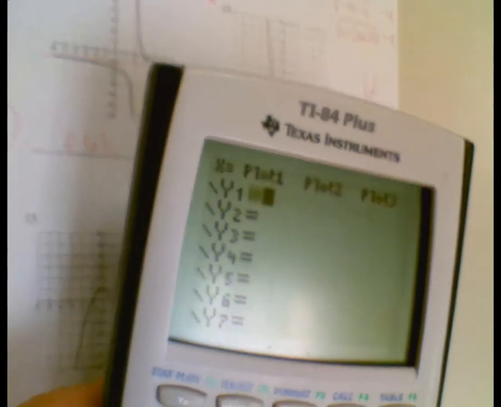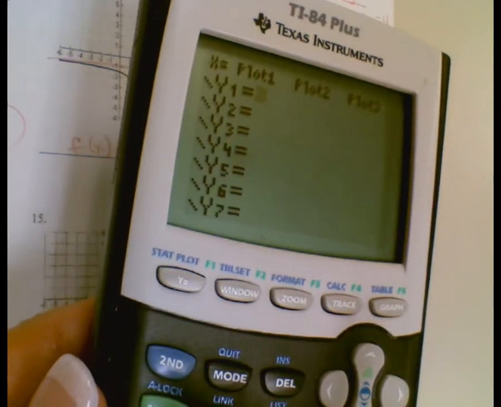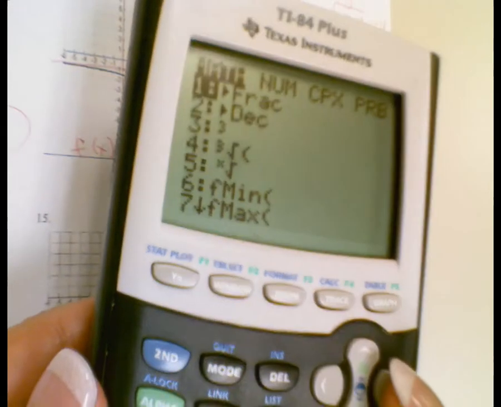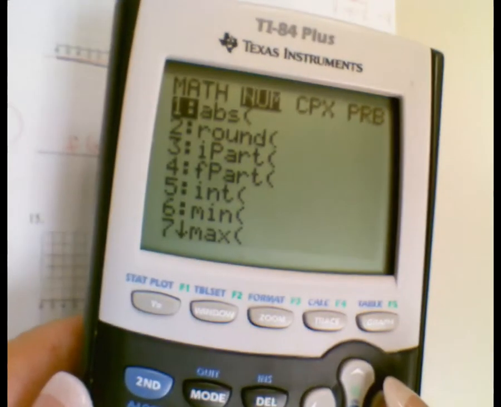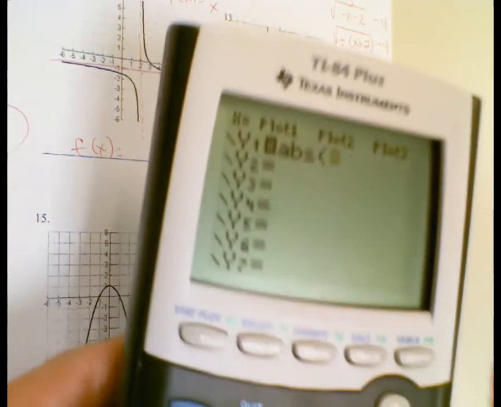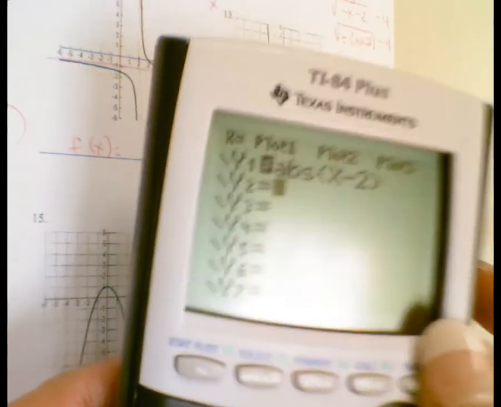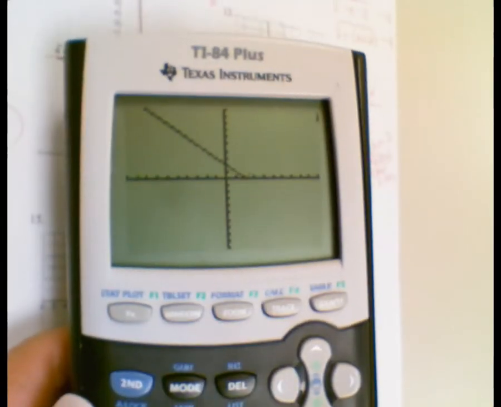Maybe you don't even know where the absolute values are. To do absolute values, there's a couple ways to find it. One way is just pressing math and then going over to number, up there at the top, and then absolute value is number 1. That's where I always get it. And then you just do x minus 2 and graph. And it should be this one right here.